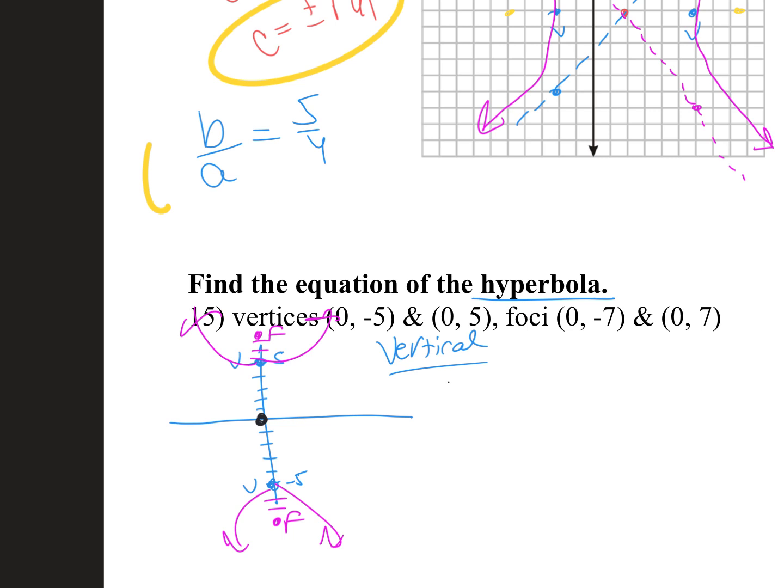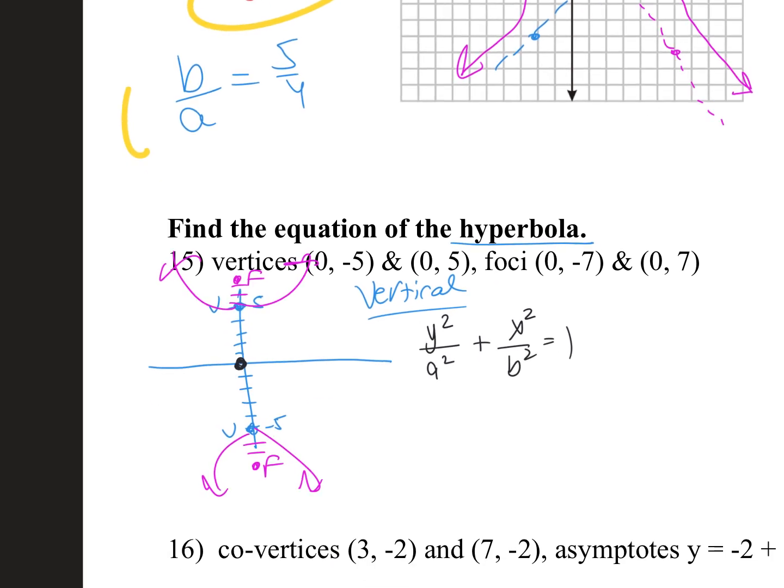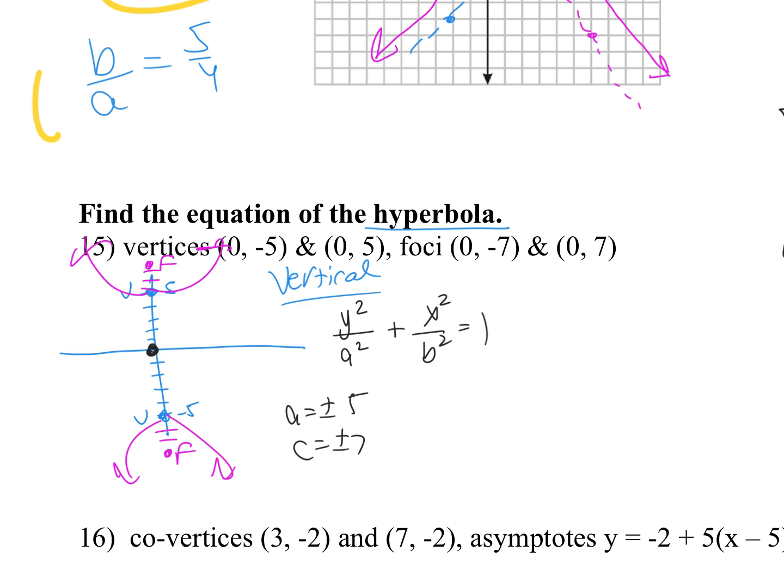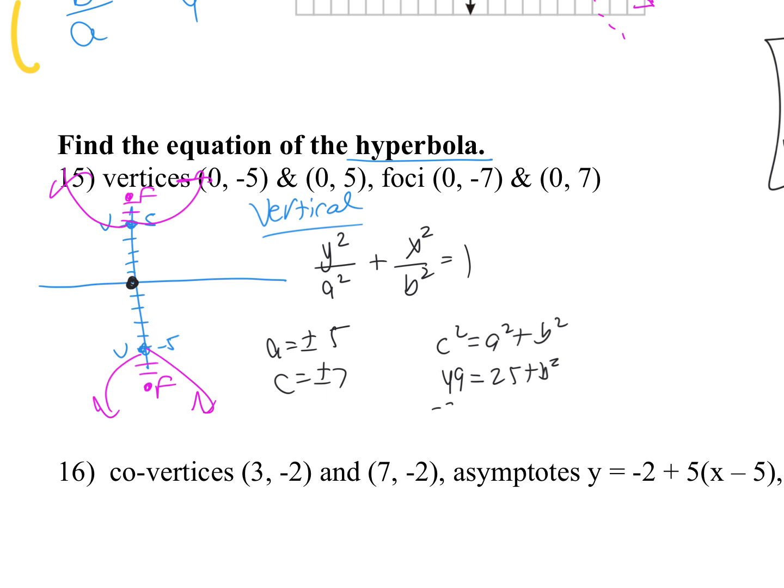Since it's a vertical, I know that y squared is going to come first over a squared, plus x squared over b squared equals 1. So these two letters I already know. I already know that my A is plus or minus 5, and I already know my C is plus or minus 7. So how do we find B? Well, C squared equals A squared plus B squared. C squared is 49 equals A squared is 25 plus B squared. I'm going to subtract 25 from both sides, and I get B squared equals 24.